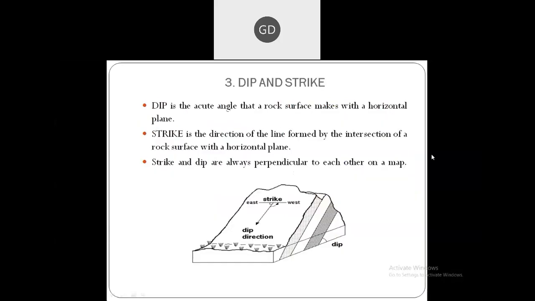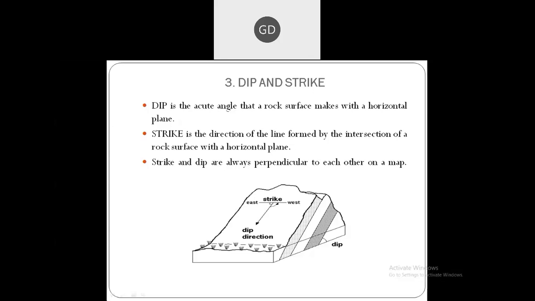Next comes dip and strike. While studying rocks, we generally speak about the attitude of rocks or their outcrop. This attitude is simply their disposition in space, or the way in which they are exposed at a place, and it can also be expressed in geographic terms. Dip and strike are two basic quantities used to express the attitude of any rock body. The dip is defined as the angle of inclination of a layer of rock with the horizontal.